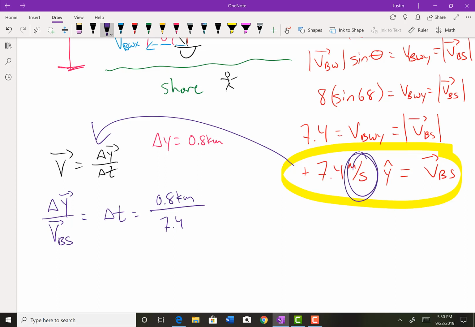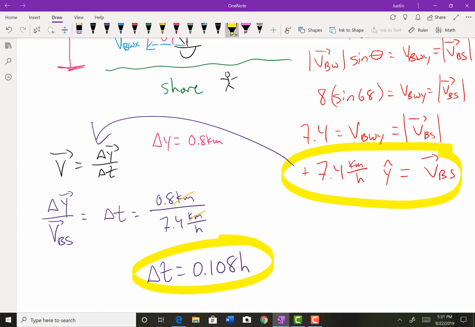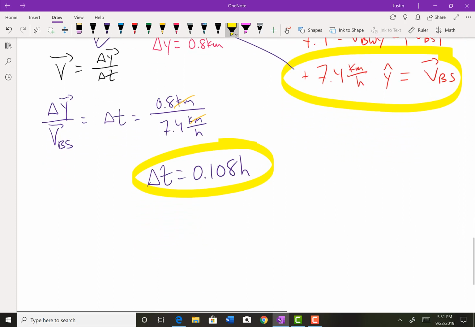Ooh, that ain't right. Kilometers per hour. Units, they're your friend. So I caught my mistake because I used units. Kilometers cancel out. We get hours left over. So I can go 0.8 divided by 7.4, and we get 0.108. So my time is 0.108 hours, and that's my answer there. You can convert it to minutes if you like. That's fine.